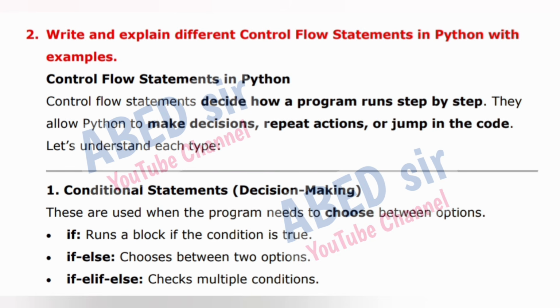Let's understand each type. 1. Conditional statements, decision making. These are used when the program needs to choose between options. If runs a block if the condition is true. If-else chooses between two options. If-elif-else checks multiple conditions.